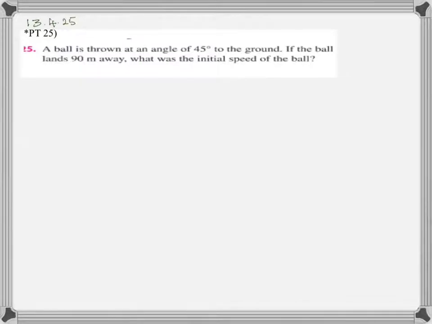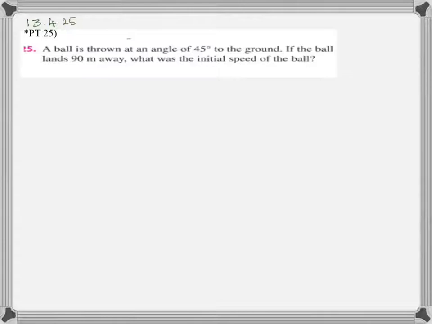Hi, in this video I will be showing you problem number 25 of chapter 13 section 4. A ball is thrown at an angle of 45 degrees to the ground. If the ball lands 90 meters away, what was the initial speed of the ball?